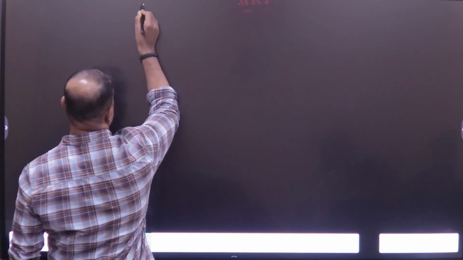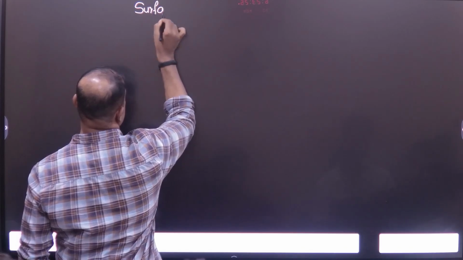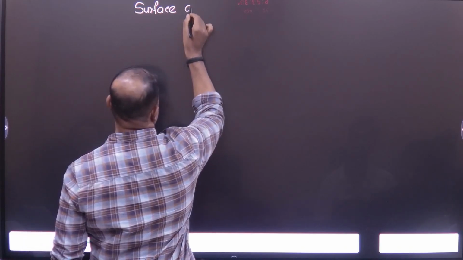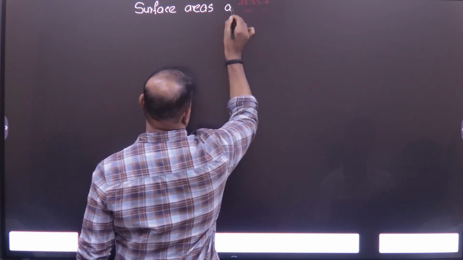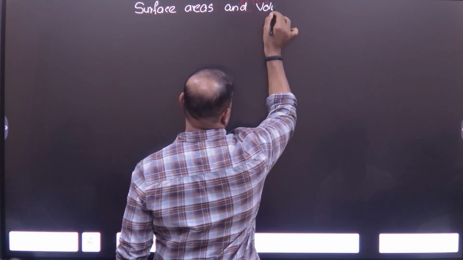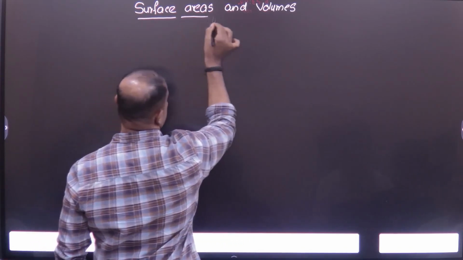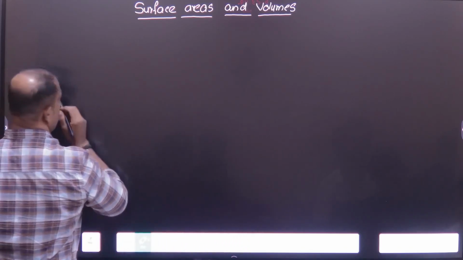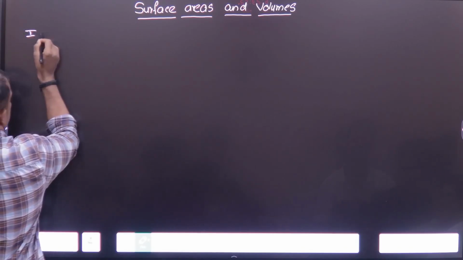Surface areas and volume. The first figure, cuboid.